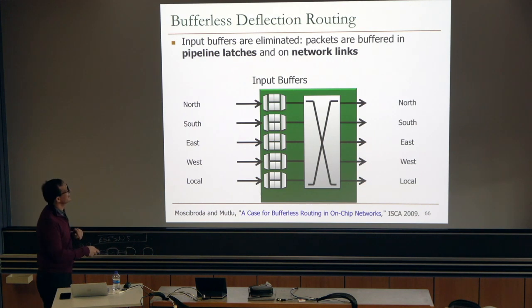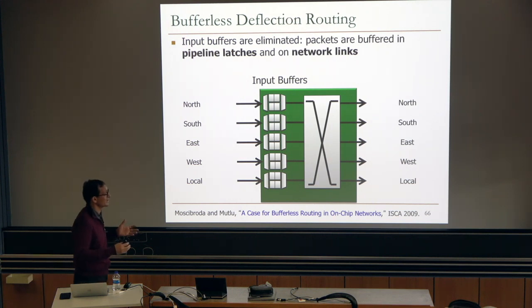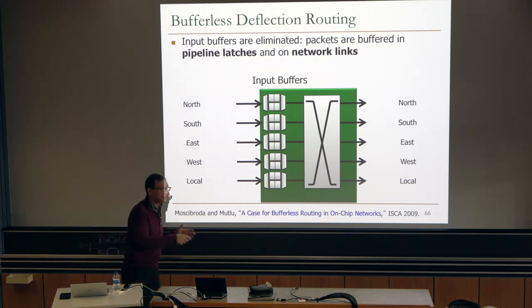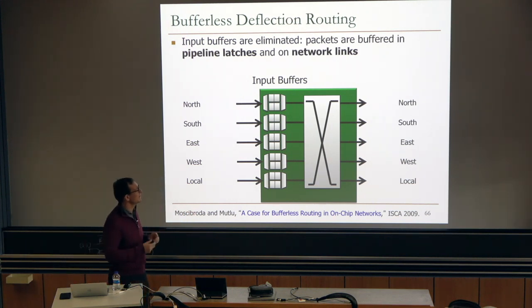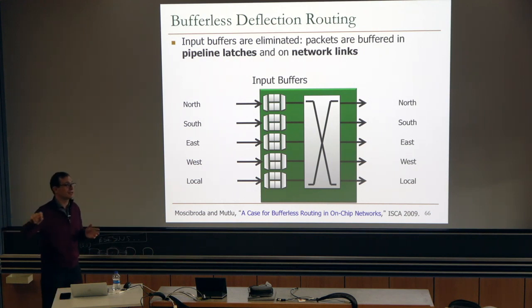But basically, you can eliminate the buffers in bufferless deflection routing. You buffer the packets in pipeline latches or network links. So while the packet, or pieces of a packet, is being transmitted, it's buffered on the link. So wires are acting as buffers right now, basically. You don't need any additional buffers.